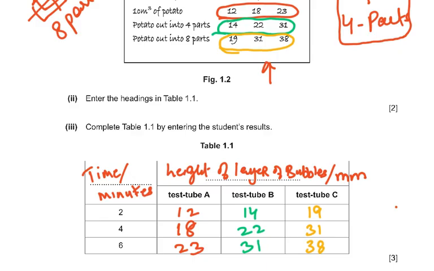So you wrote the headings, time in minutes, height of the layer, and then of course you completed it. And this was all for 3 marks. So value in each cell, data entered in correct columns, data entered in the correct rows. If you got it all correct, there were 2 marks for this.